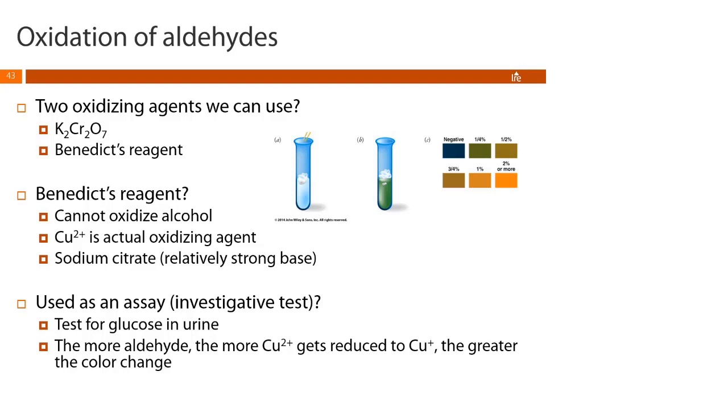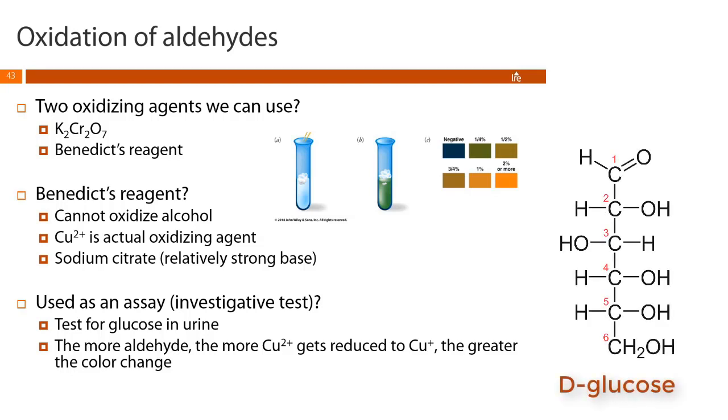So the Benedict's reagent is going to start off blue because of the copper 2+. Then when it comes into contact with aldehydes like those found in glucose in urine, a redox reaction is going to occur. The aldehydes are going to be oxidized to carboxylic acids, while the copper 2+ gets reduced to copper 1+. And we're able to monitor this because you see a color change.